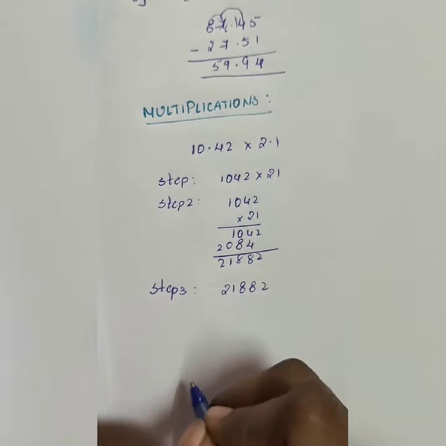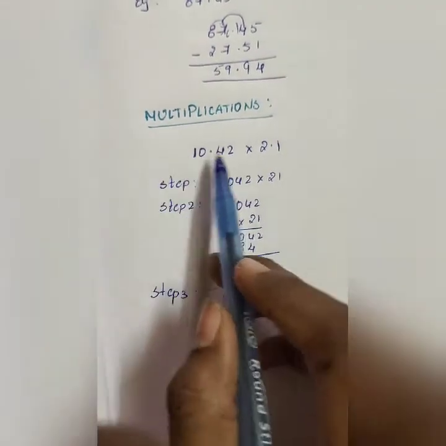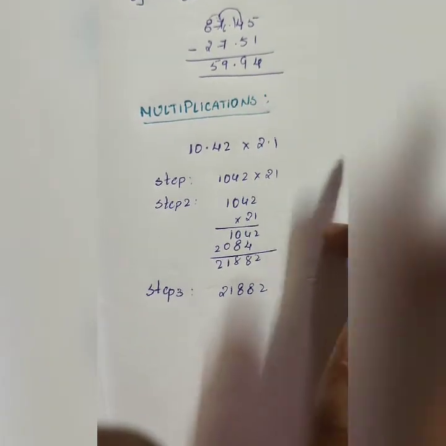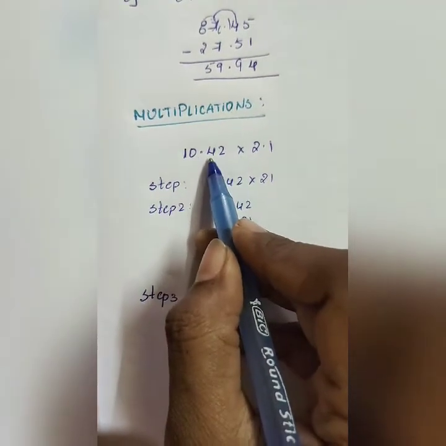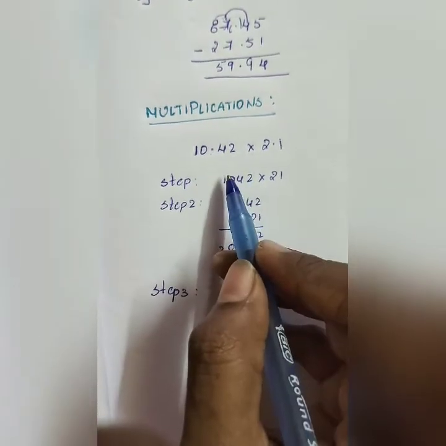21882 is our result. This is the product. Now what we have to do? Count the decimal digits in the given decimal numbers. What are the decimal digits? Whatever the digits after the decimal point, those are known as decimal digits.